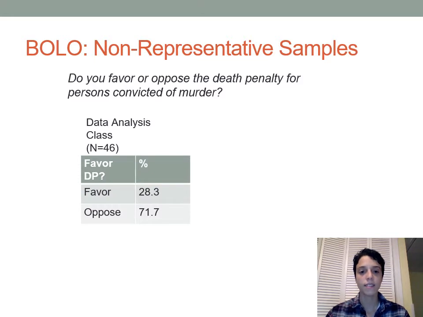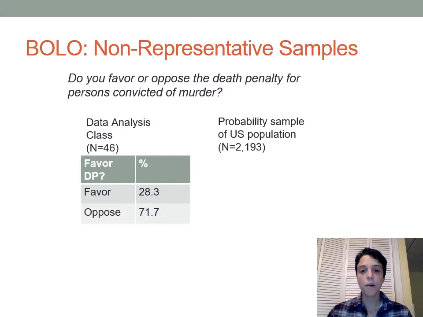In our class, 28.3% of the class are in favor of the death penalty and 71.7% of the class oppose the death penalty. So if you just stopped there and said, this is my sample, therefore I know that people tend to oppose the death penalty more than favor the death penalty, you'd have a problem. And that problem is that students in this class are not a representative sample of people in general.